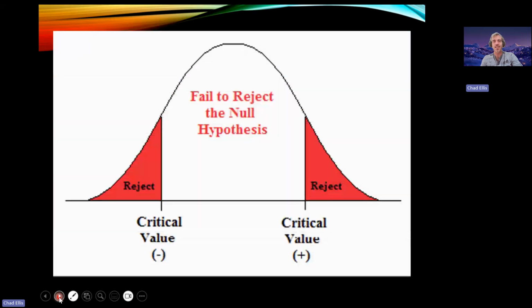So the general idea here is, if we have a sample mean x bar that falls within this range, we're going to fail to reject the null hypothesis. Instead, if our sample mean falls within the rejection zones, which are more extreme, further away from the middle than the critical value, either on the negative or the positive side, that's when we would reject the null hypothesis and go with the alternative hypothesis.